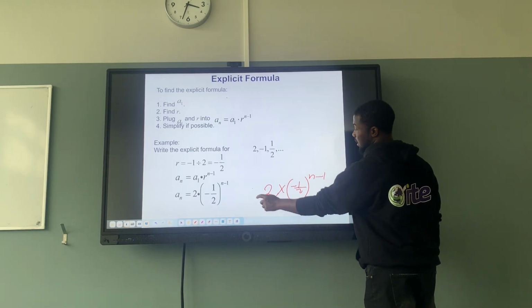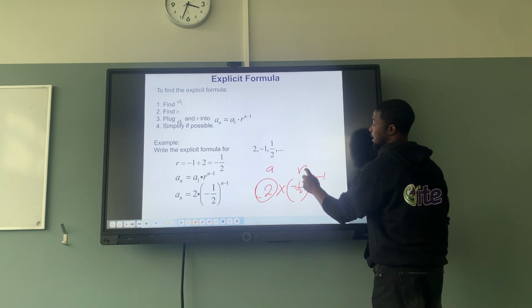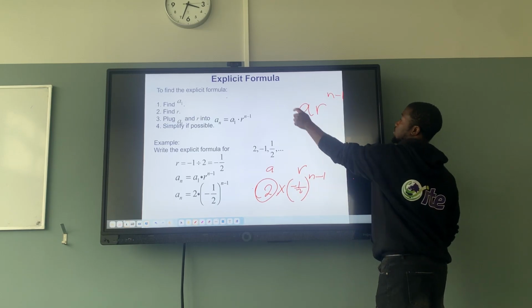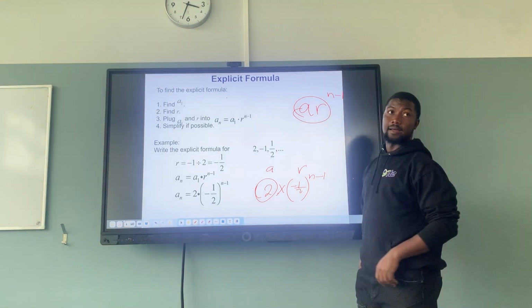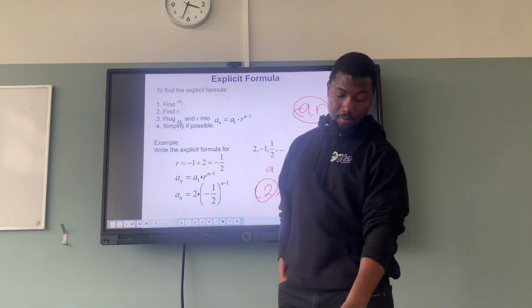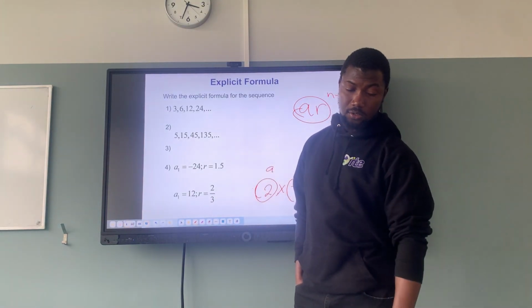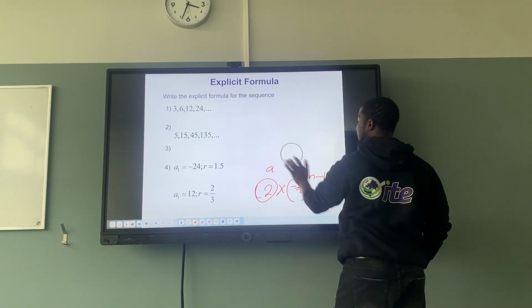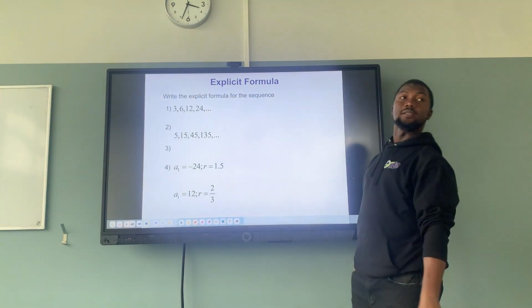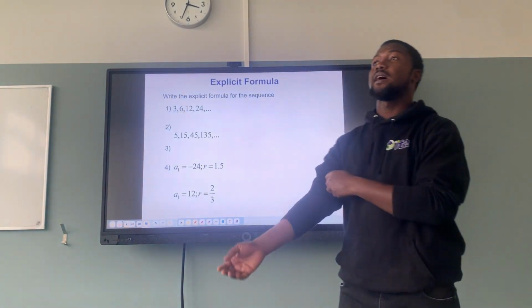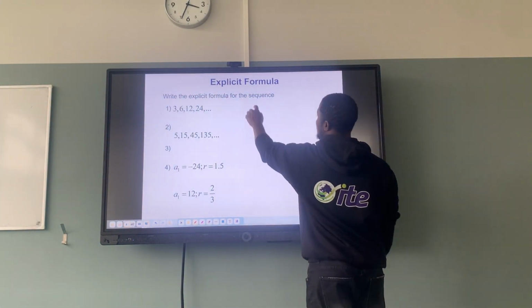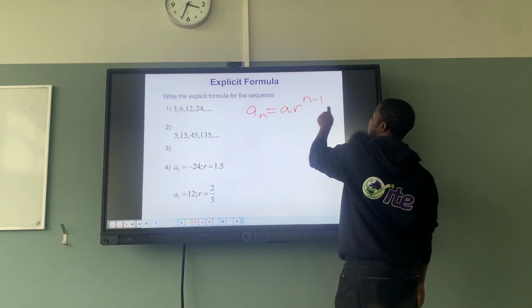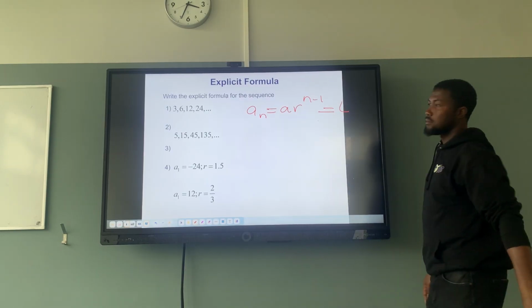So if you get the first term, A, and you get R, it's always AR to the power n minus 1. So what you need to find is A and R. You need to find the first term and the common ratio. If you get the first term and the common ratio, you can always simplify it to the explicit formula and find any given term. Even the last term you are asked to find, you can find. And it's important to note that AN is equal to AR to the power n minus 1. This is always giving you L.